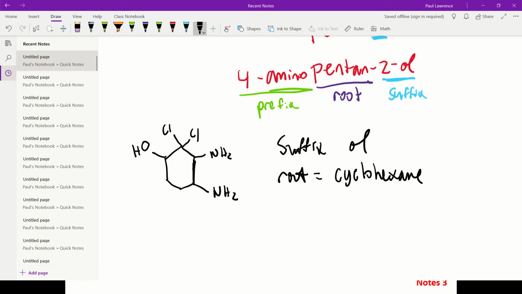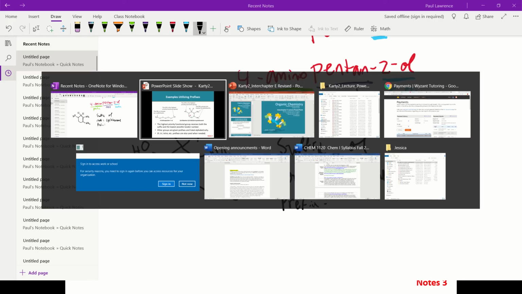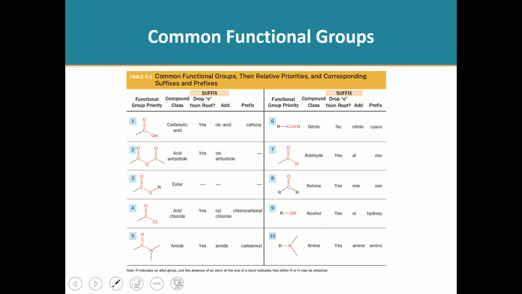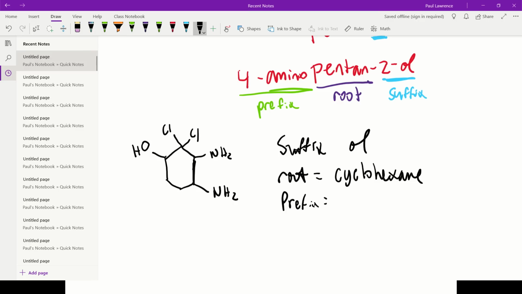So there's our root. Do we have any prefixes? Well, I see that we have 2 amines and 2 chlorines. So we know that a prefix for an amine is an amino right there. So we have an amino. And how do we talk about chlorines? We know those are chloros.